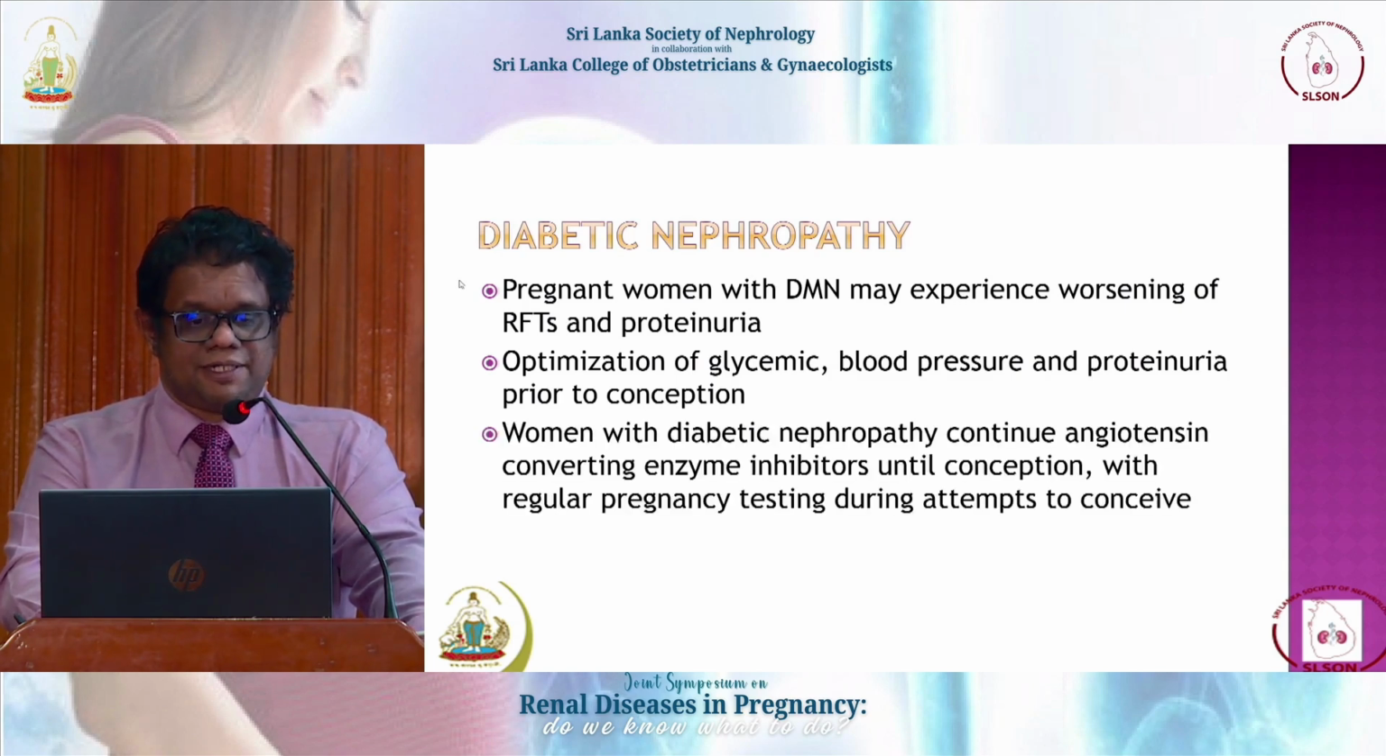they go for pregnancy. Women with diabetic nephropathy should continue angiotensin converting enzyme inhibitors and ARBs until conception, with regular pregnancy testing during attempts to conceive. Most of in our settings, these pregnancies occur as accidental pregnancies. So, whenever you diagnose diabetes in these ladies, they have to be properly followed up to prevent any accidental pregnancies.